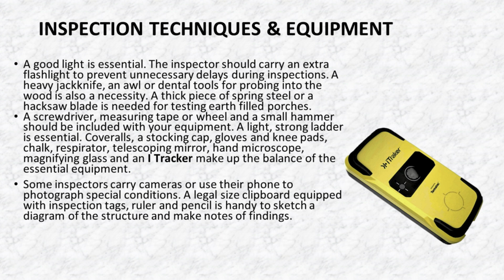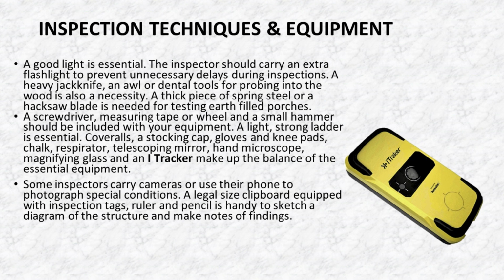A thick piece of spring steel or a hacksaw blade is needed for testing earth-filled porches. A screwdriver, measuring tape or wheel, and a small hammer should be included with your equipment. A light, strong ladder is essential. Coveralls, a stocking cap, gloves and knee pads, chalk, respirator, telescoping mirror, hand microscope, magnifying glass, and an eye tracker make up the balance of the essential equipment. Some inspectors carry cameras or use their phone to photograph special conditions.